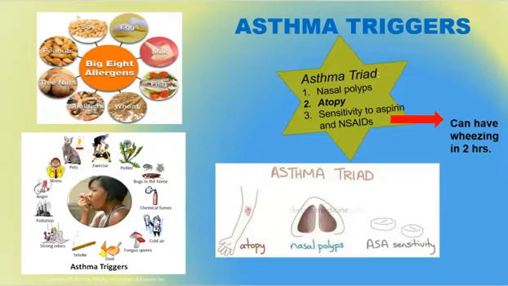Atopy is basically a syndrome. It's characterized by a tendency to be more hyperallergic than the norm. A person with atopy typically presents with one or more of the following. They could have eczema, allergic rhinitis, which is basically hay fever, or allergic asthma. And then they can also have food allergies. So basically a triad: nasal polyps, atopy, and a sensitivity to aspirin and NSAIDs.